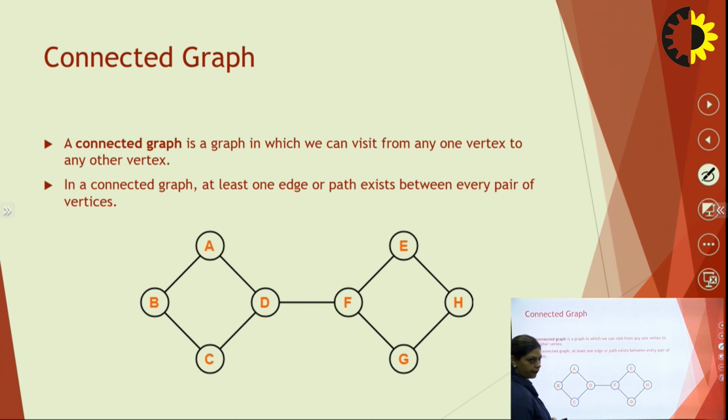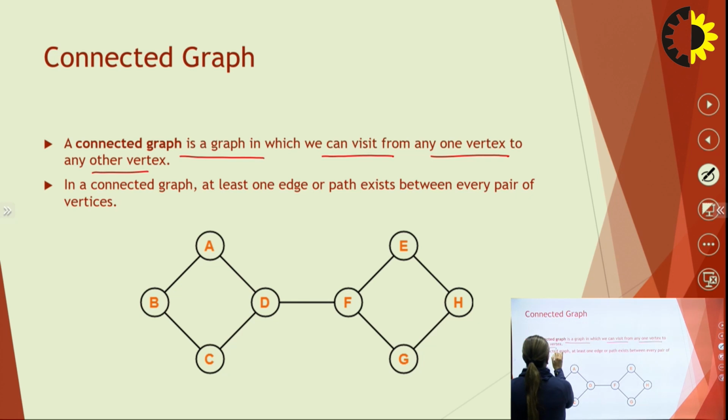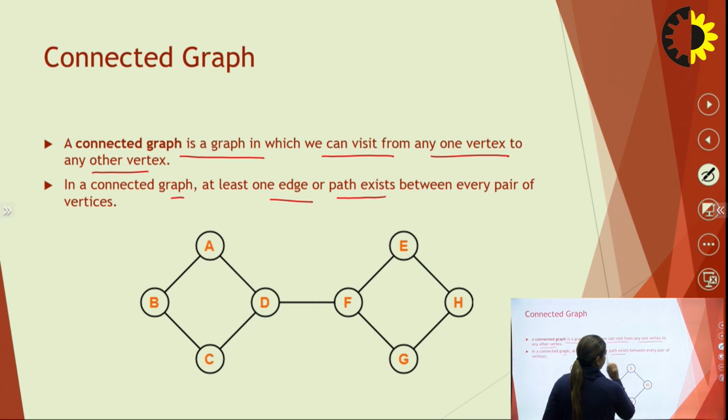Now connected graph. There is a difference between a connected graph and a complete graph. Complete graph says there should be an edge between any two pair of vertices, but the connected graph says there should be a path or an edge. Means we can reach from one vertex to every other vertex directly or indirectly. Then it is a connected graph. A connected graph is a graph in which we can visit from any one vertex to any other vertex. In a connected graph, at least one edge or path exists between every pair of vertices.